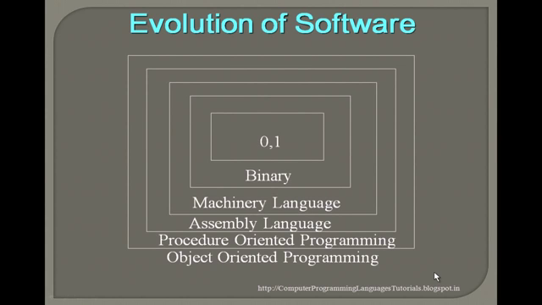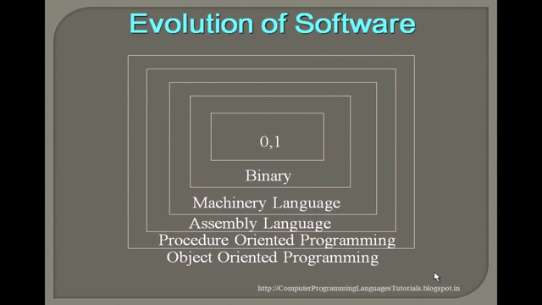Let us look at the evolution of software. Whenever software development processes began, initially they used only 0 and 1. As you know, 0 and 1 is known as binary language. The working of all electronic systems depends on 0 and 1. The next layer is machine language. Machine language is understood only by a machine. It is a limitation of machine language.